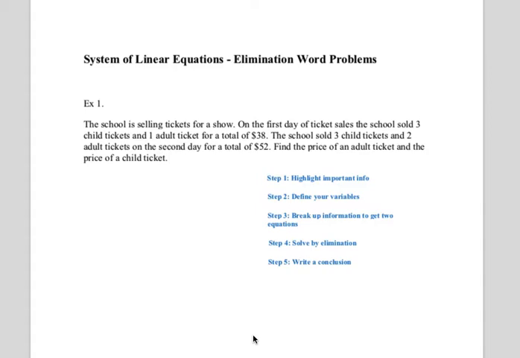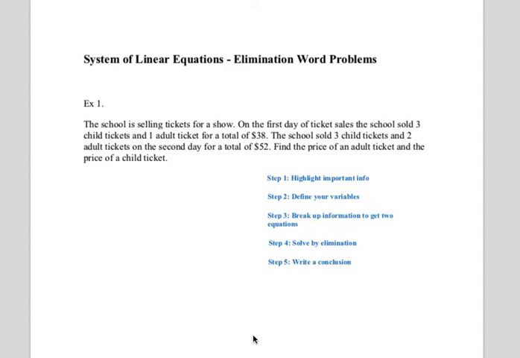So now we're going to take a look at some elimination word problems. Again, the only difference between the word problems and the stuff you were doing previously is that we actually have to come up with the equations. So we're going to take a look at example 1.